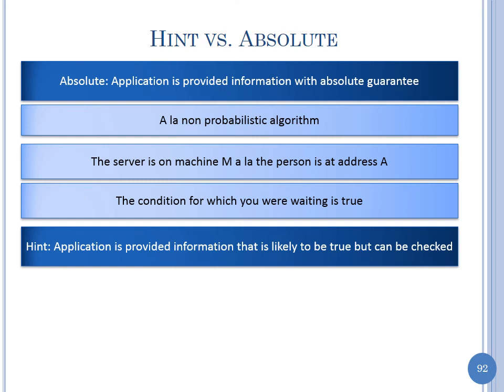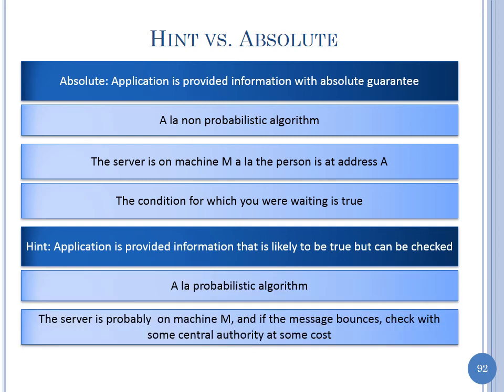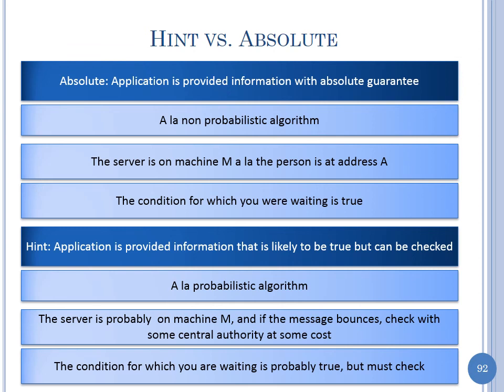So in a hint, the application provided information that is likely to be true but can be checked. It's important to verify whether it's true or not. Like I said, the server is probably on machine M, and if the message bounces, check with some central authority at some cost. So the condition you're waiting on is probably true, but you must check.